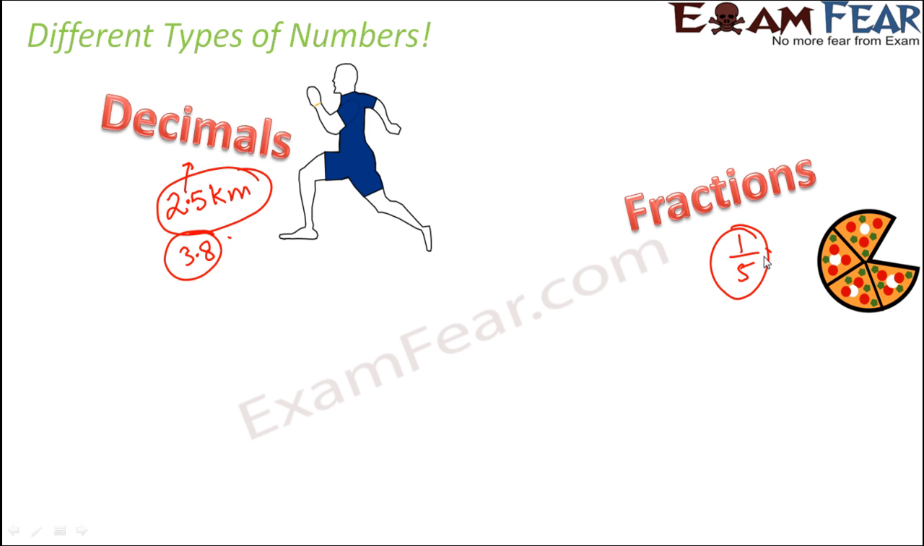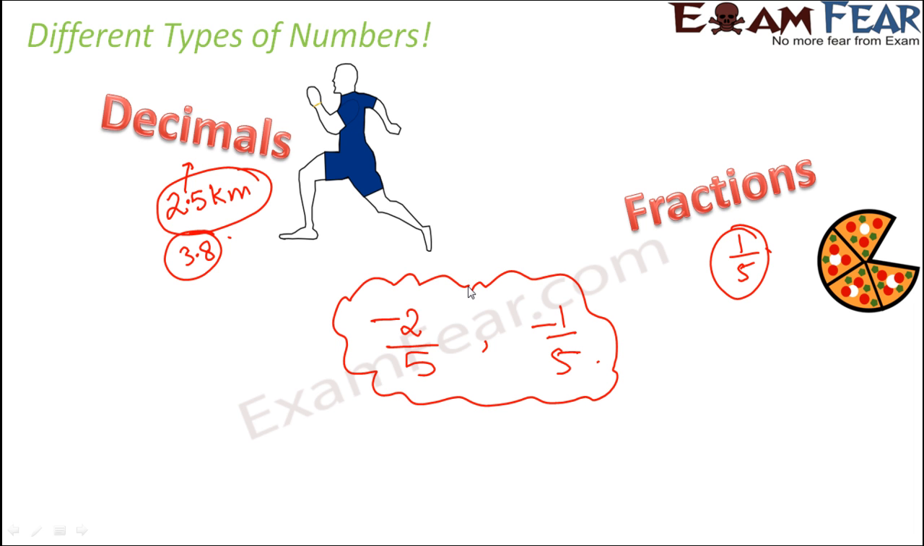Now let's say, what if we want to have a number like minus 2.5, or a number like minus 1/5? Now 1/5 is a fraction, but what about minus 1/5? Can you say that I want to eat minus 1/5 of the pizza? That's not a fraction. So what are these numbers? But we can't say that these numbers don't exist, because these numbers can exist. If 2 can exist, if minus 2 can exist, if 5 can exist, then why not minus 2/5? So what will we call these numbers?